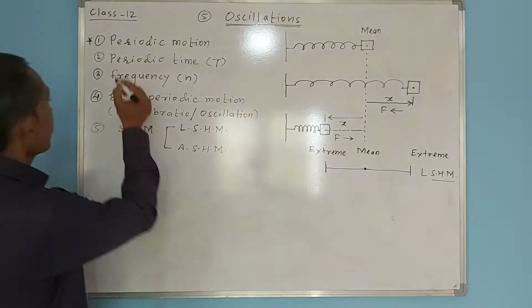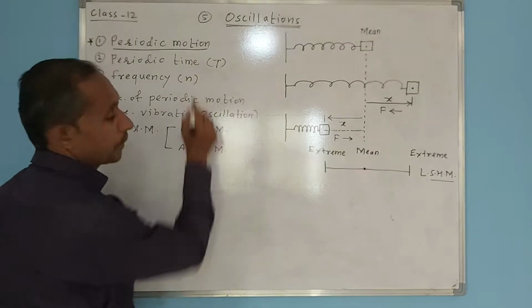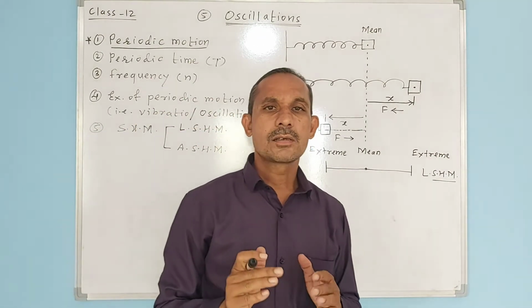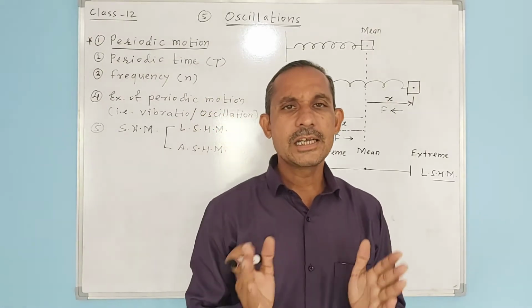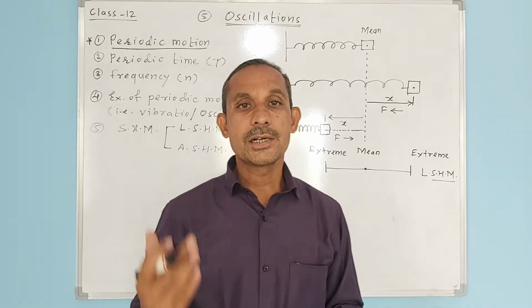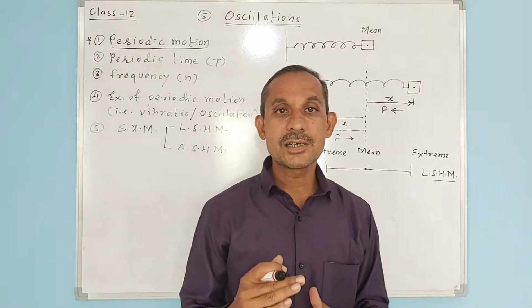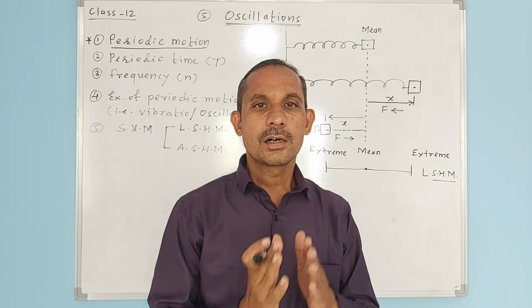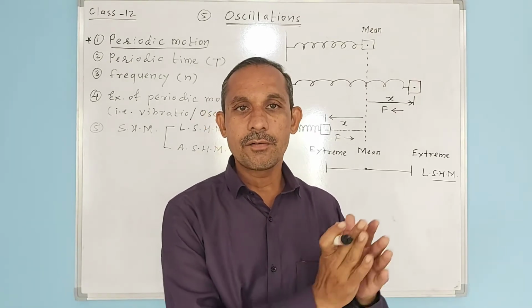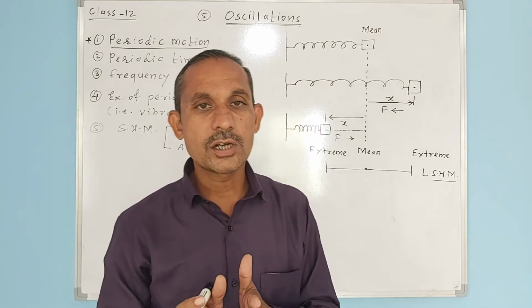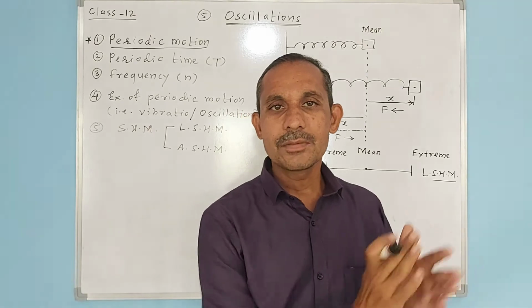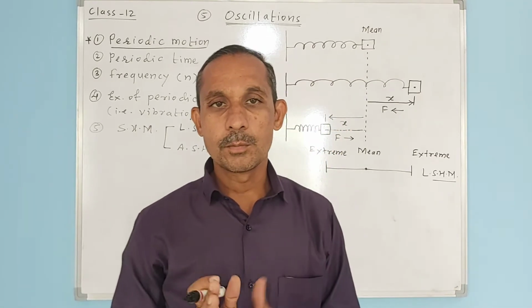So let us see what is meant by periodic motion. In nature there are lots of motions which repeat themselves after a definite interval of time. A motion which repeats itself after a definite interval of time is called a periodic motion.